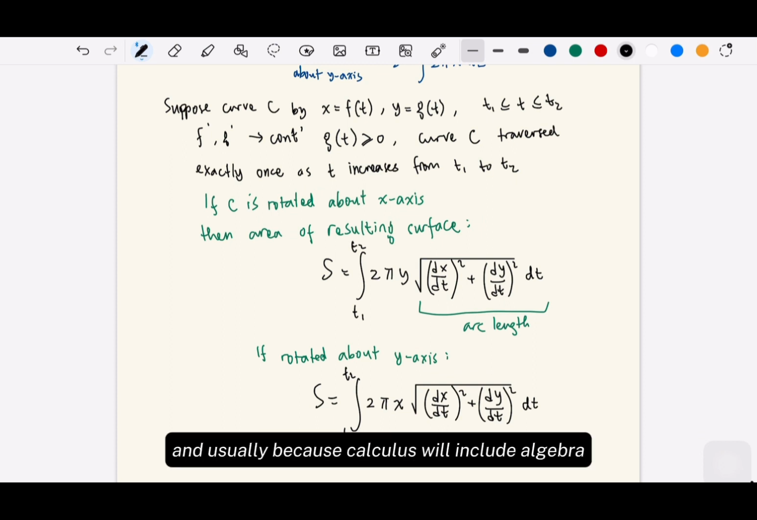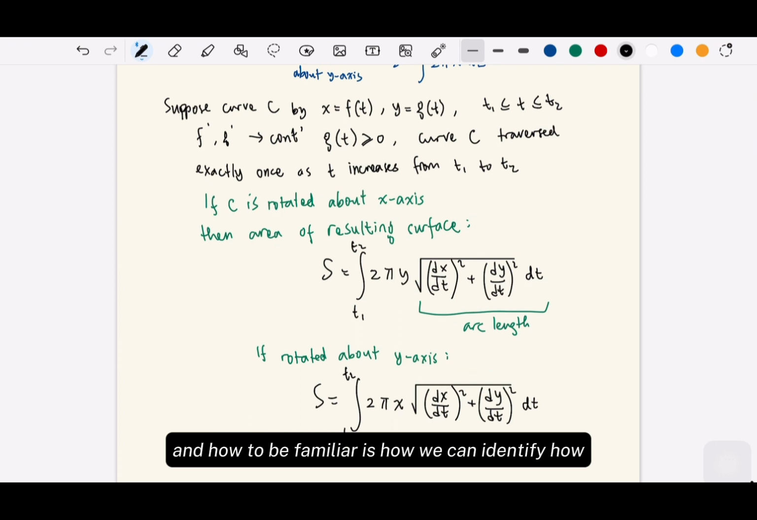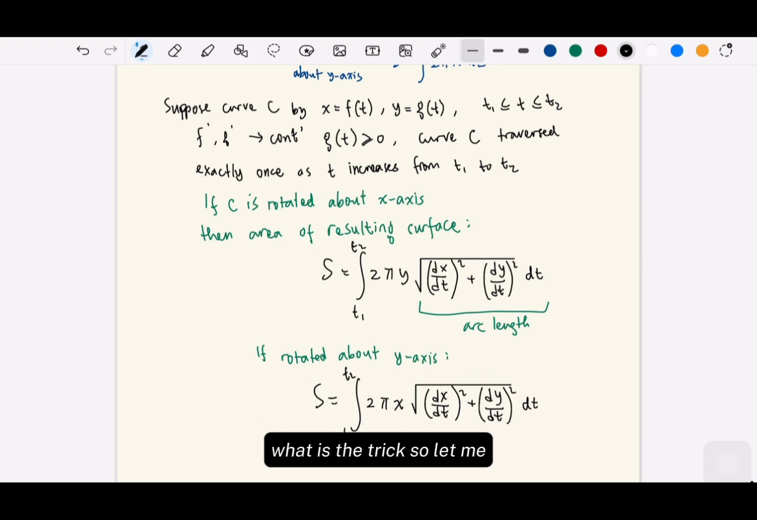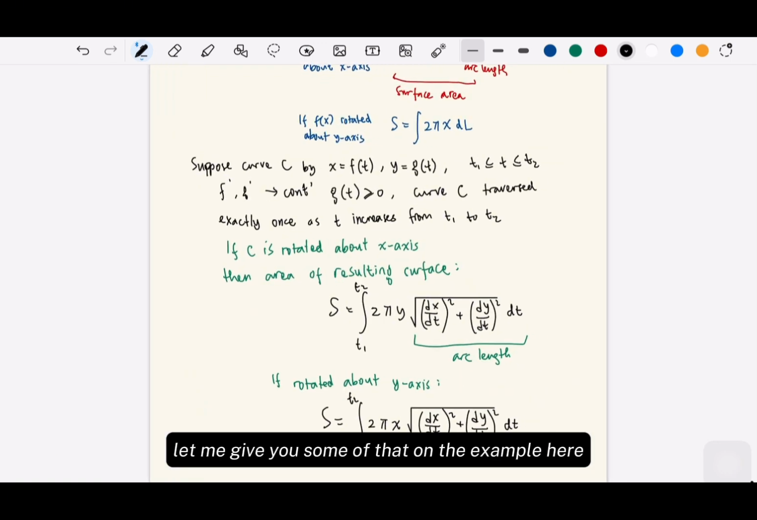And usually, because calculus will include algebra, you need to be familiar with the algebra. And how to be familiar is how we can identify what the trick is. Okay. So let me give you some of that in the example here.